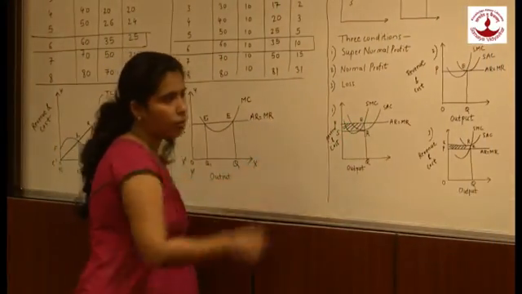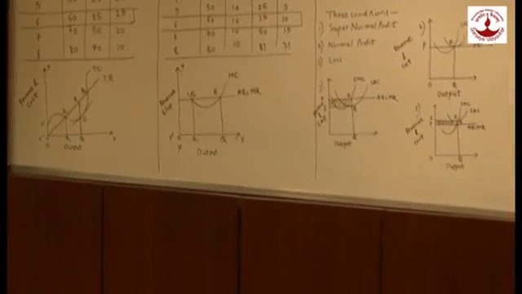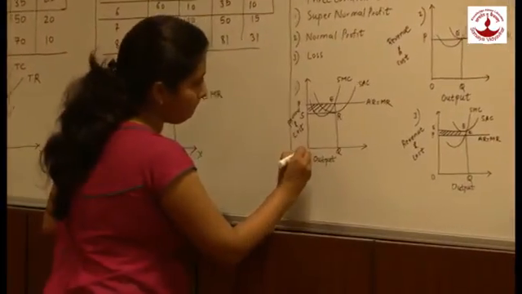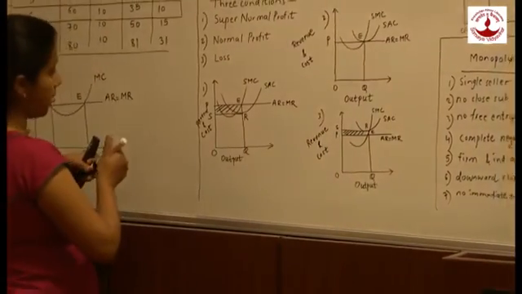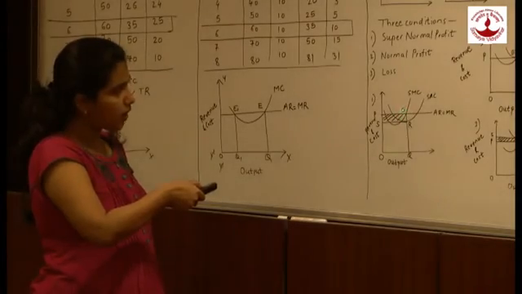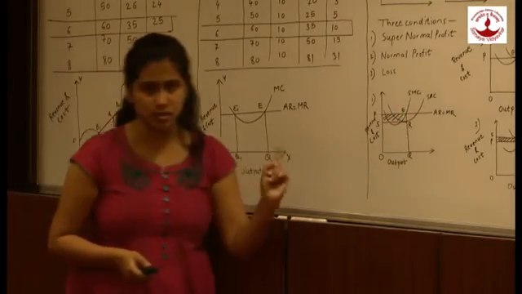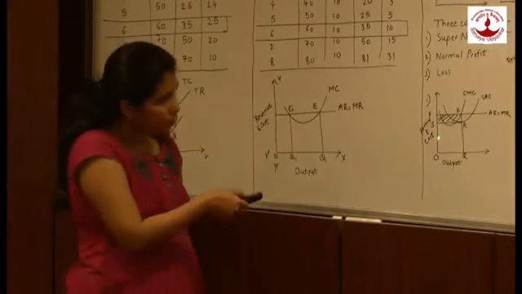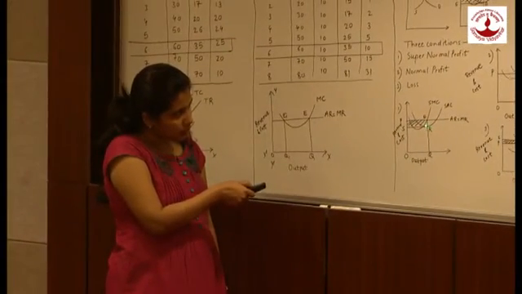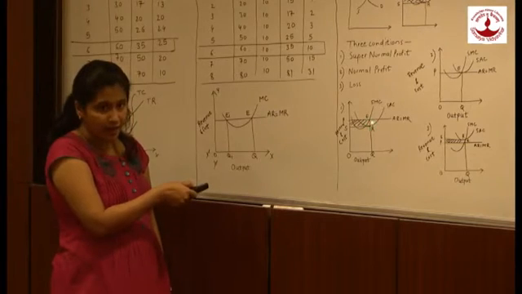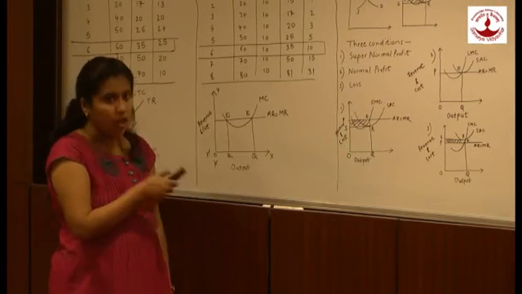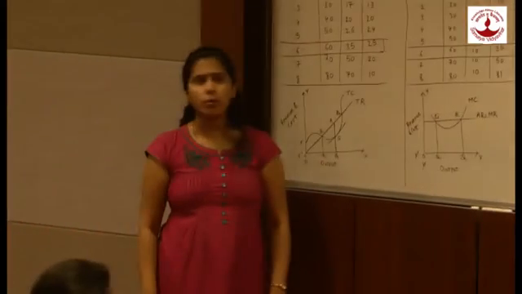OP level of price exists because MR is touching MC at point E. Now what is the cost incurred here? The cost is OS. See, because the minimum average cost is at point R, the cost given here is OS. So now what did I say about the profit?